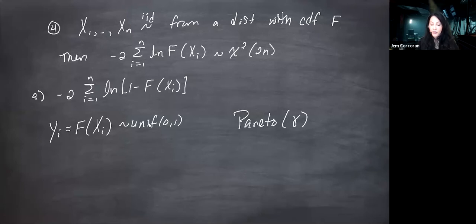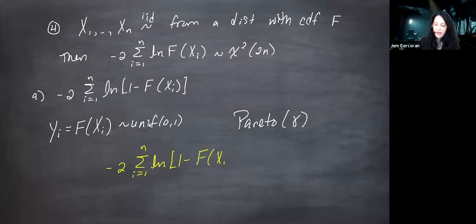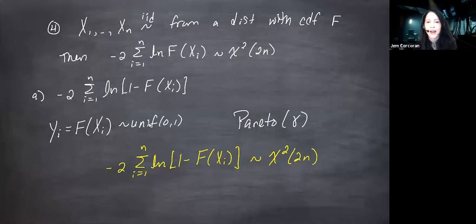And so if it does, and it does, then we can say that -2 times the sum as i goes from 1 to n of the log of 1 minus capital F of X_i is also chi-squared with n degrees of freedom, because, depending on how you proved it, given the way I proved it, it starts with that same building block of a uniform in the center there.